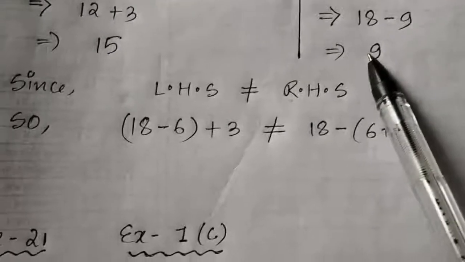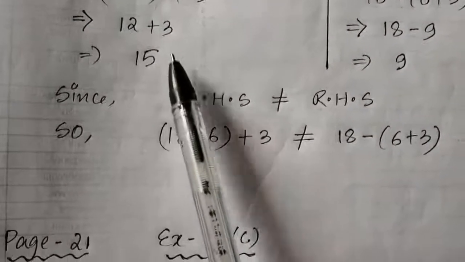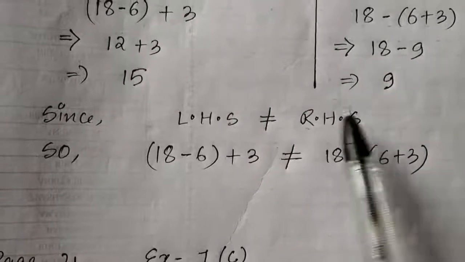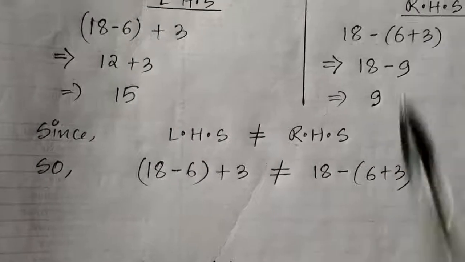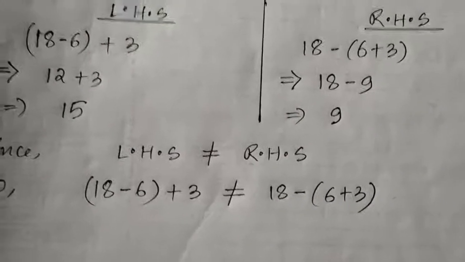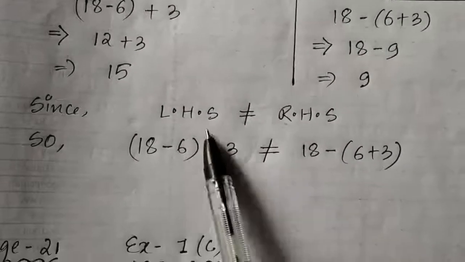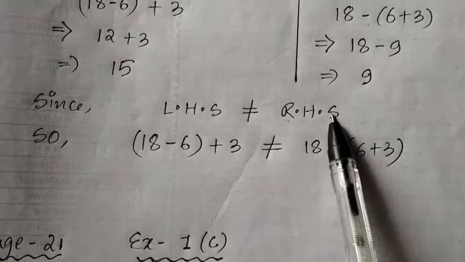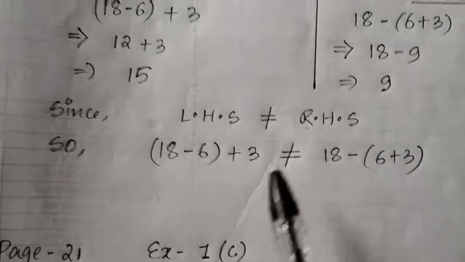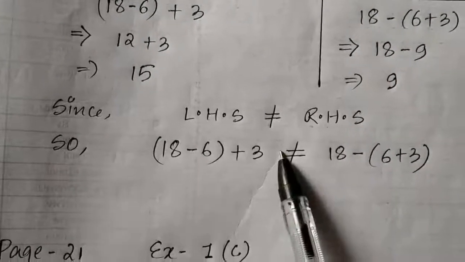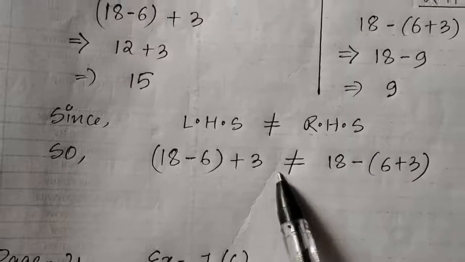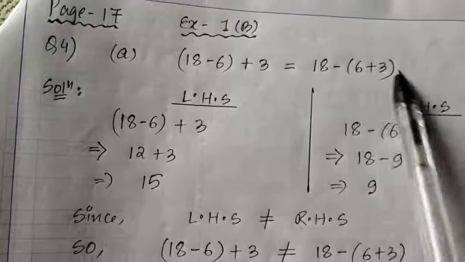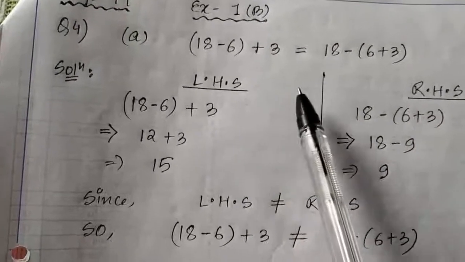So what we found is that our LHS is not equal to our RHS. That is, in the left hand side after solving we got 15, in the right hand side after solving we got 9. So as our LHS and right hand side, that is RHS, are not equal, we can say that this given statement is false and they are not equal. Okay, so in this way we are going to solve the expressions.